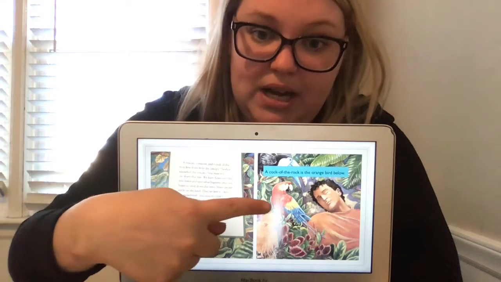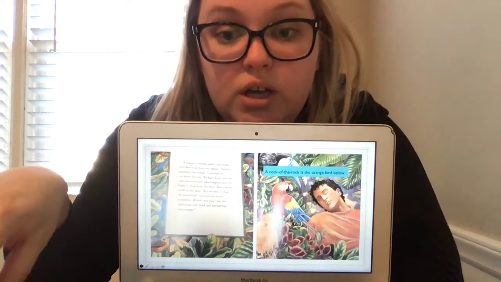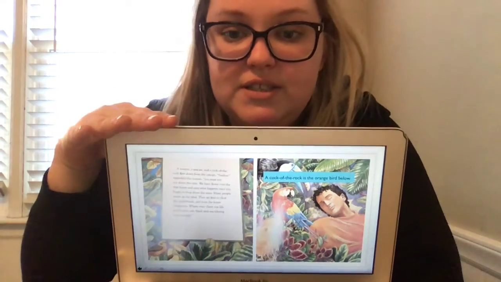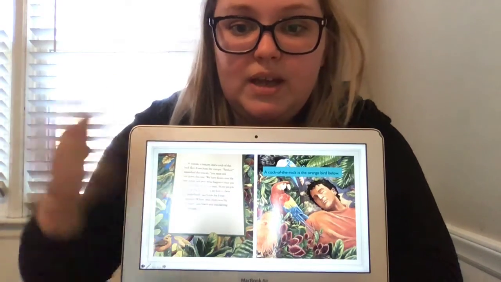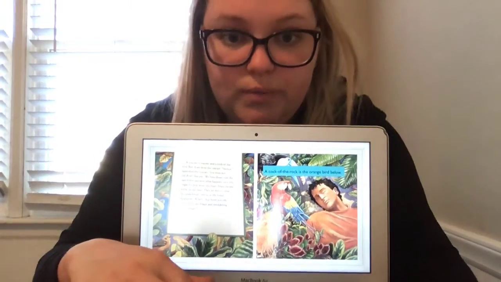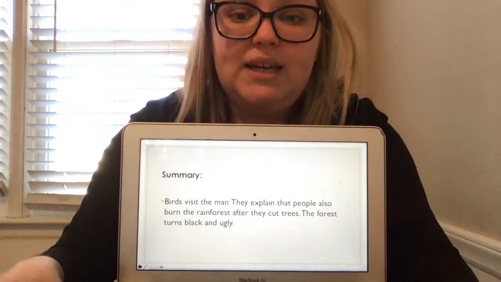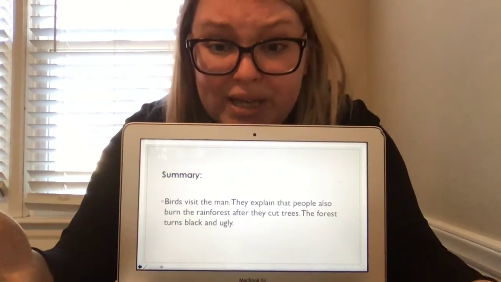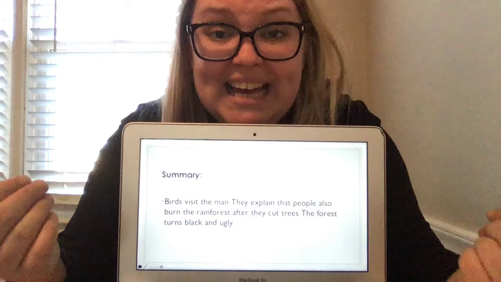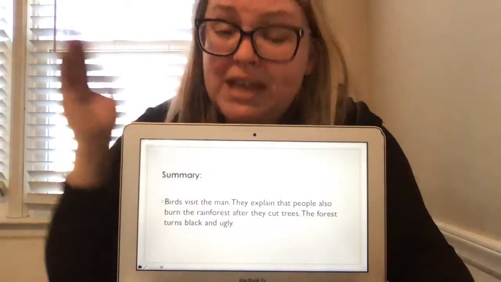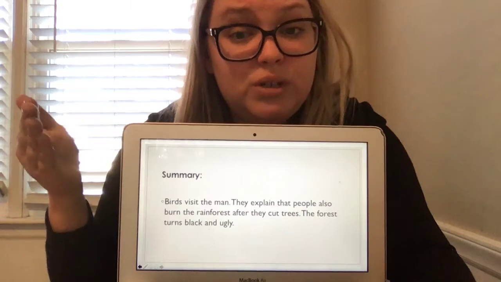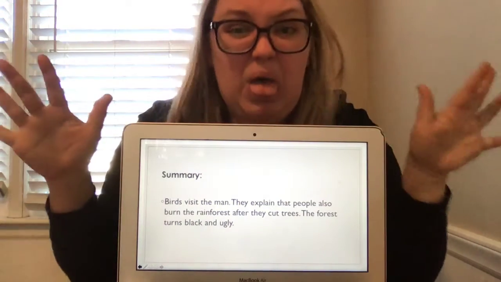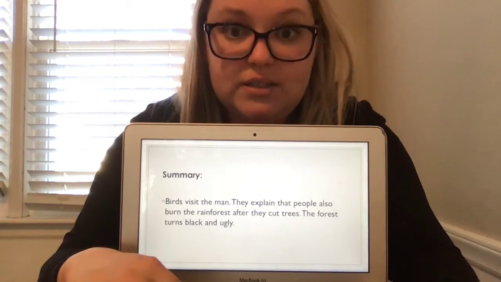So here he's being visited by certain birds. One of the birds is called a cock of the rock, okay? That's just a kind of, it's that orange bird right there. I know it's hard to see it, but you will get this PPT, okay? It's an orange bird. Very cool. So birds visit the man and they explain that people also burn the rainforest after they cut trees. The forest turns black and ugly, okay? So if he cuts the trees, more people will cut trees, and eventually, one day, they'll burn it, and it will be black and ugly and bleh, not pretty. All right, so the birds came to visit.